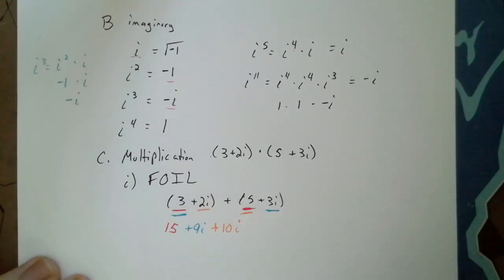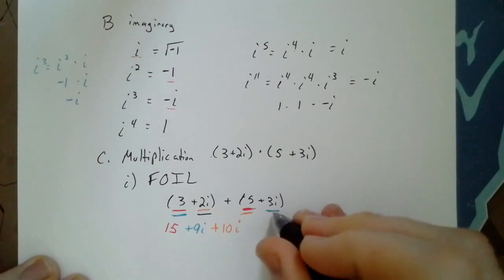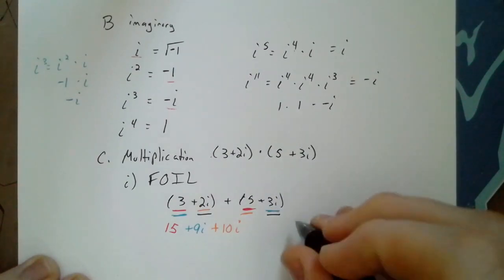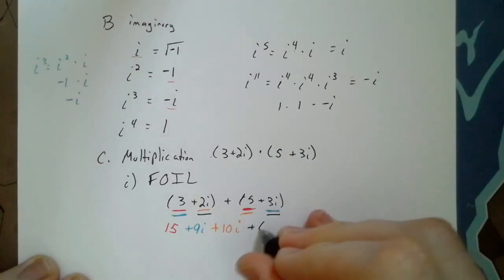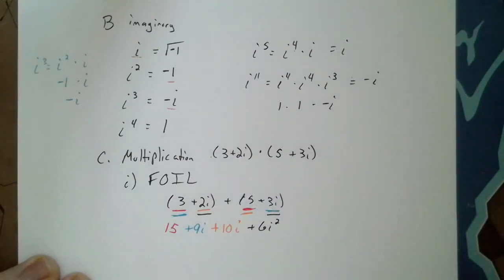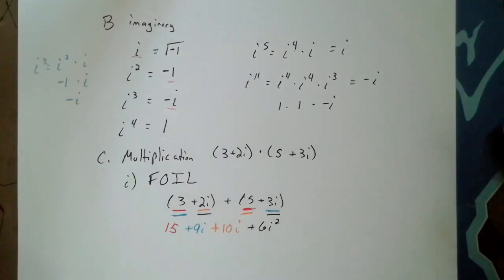And then finally, I'll have to do the last terms, right? I'm running out of color, so I'm just going to switch back to black here. So I've got 2i times 3i. 2i times 3i is plus 6i squared, okay? Now here you can see they've all been underlined twice, so I know I've hit them all, right? I did my first, my outers, my inners, and my last.